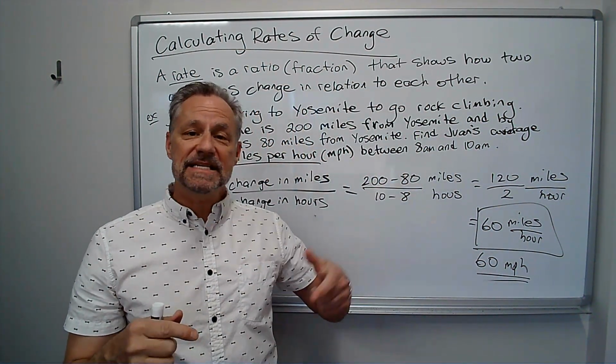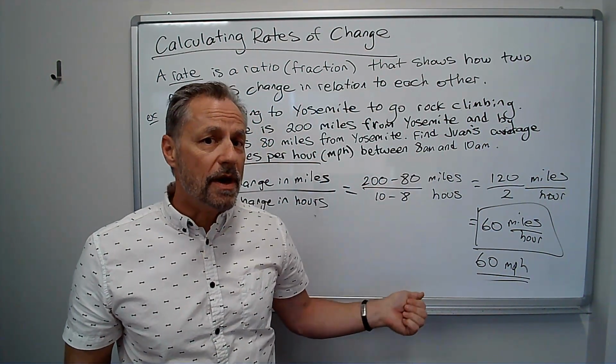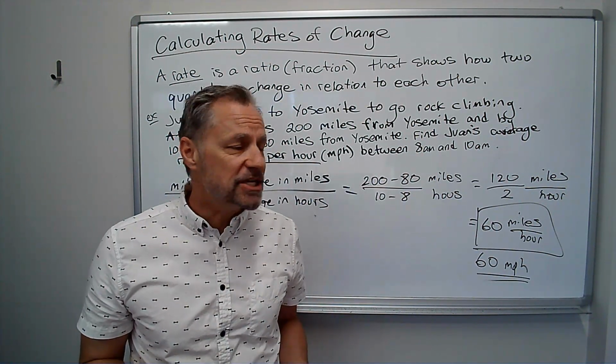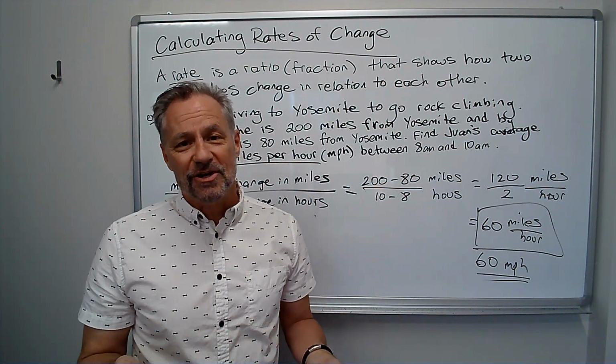But that's the idea of a rate of change: we just have the two quantities, we see how they're changing in relation to each other, we just simplify, go down, get our answer, and it's as simple as that.